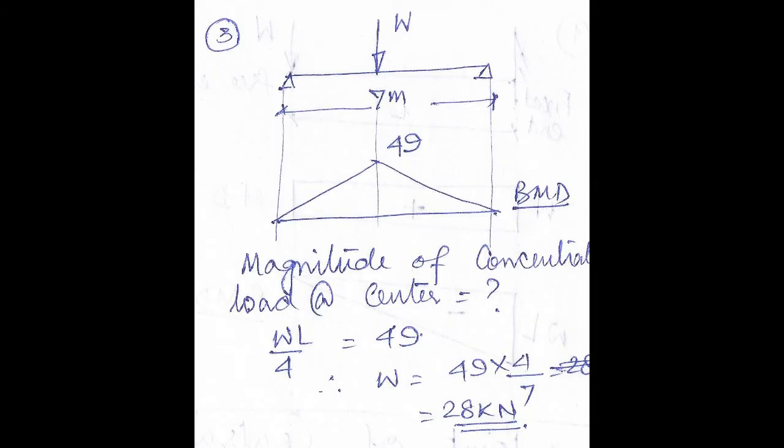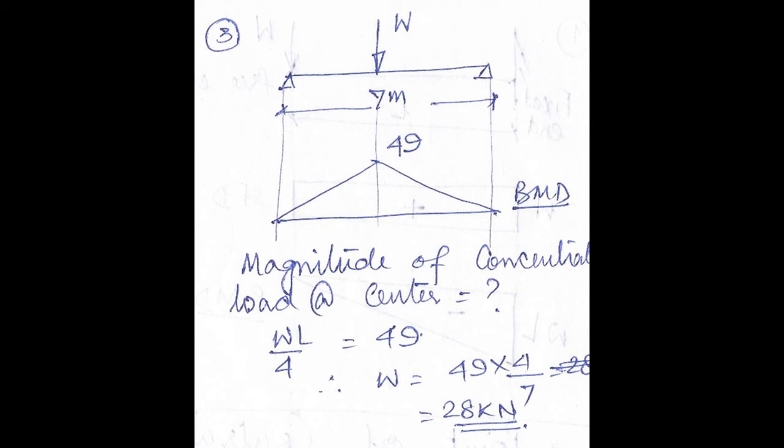In this problem, a simply supported beam of 7 meter span is given. W is the centrally acting load, point load. For this problem, the bending moment diagram is given and the maximum value of the bending moment is given as 49 kilonewton meter. We have to find the centrally acting load W.